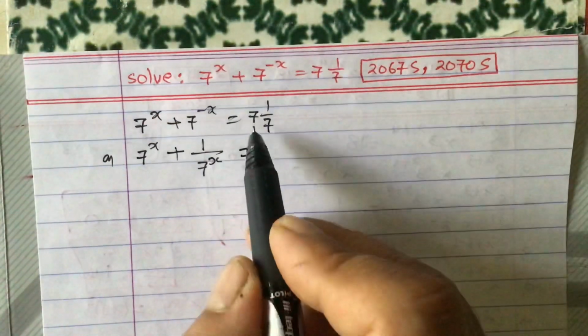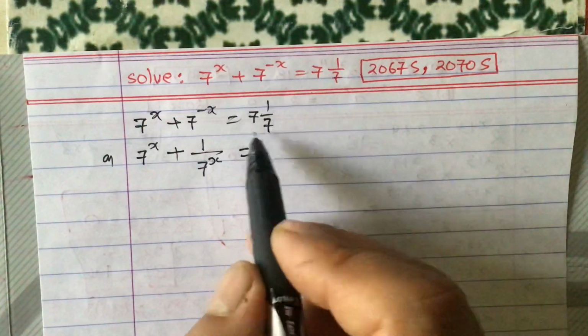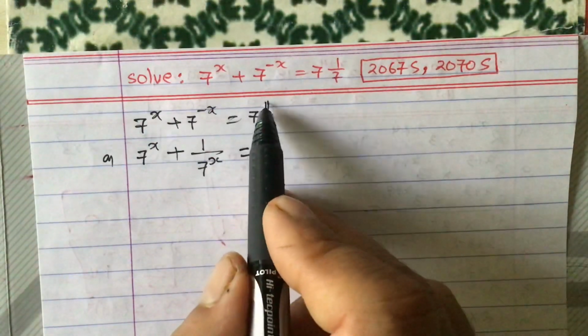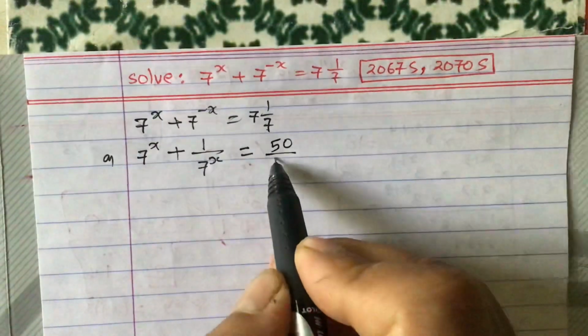And then on the right side we have got a mixed fraction. Change this into an improper fraction. To change into an improper fraction, let us multiply: 7 sevens are 49, and then plus 1 is 50. So 50 divided by the denominator, which will be as it is, 7.